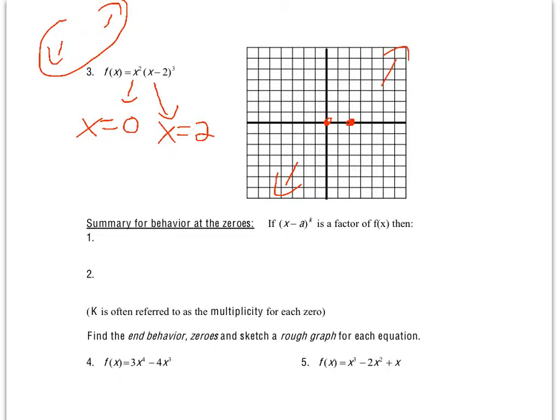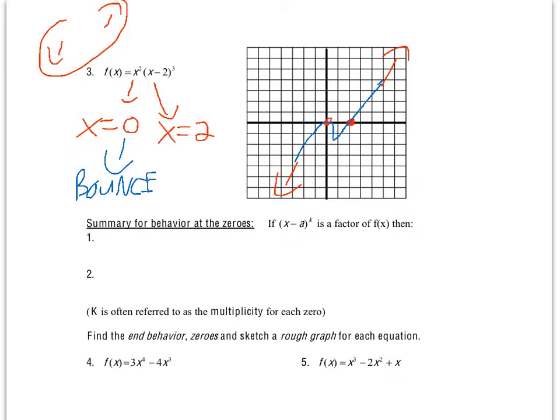Now when you graph this on your own, you're going to notice this, let's put this in blue now, the bounce you're only going to get at the origin. So your graph looks like this. It goes to here, it bounces, comes down low, and then it goes straight through x equals 2, and it matches up with the end behavior.